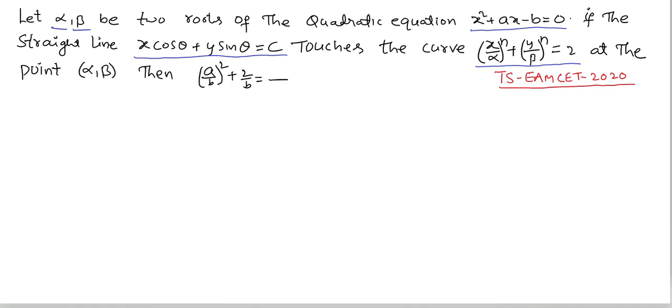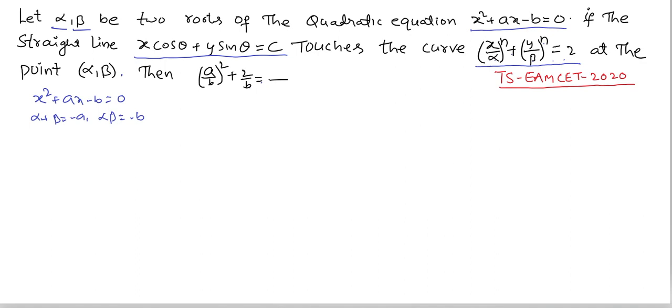Let alpha comma beta be two roots of the quadratic equation x square plus ax minus b is equal to 0. If the straight line x cos theta plus y sin theta is equal to c touches the curve (x by alpha) whole power n plus (y by beta) power n is equal to 2, then the value of (a by b) whole square plus 2 by b is equal to? This is a CSM set question. Here alpha and beta are the roots of the quadratic equation x square plus ax minus b is equal to 0. From this, alpha plus beta is equal to minus a and alpha beta is equal to minus b.